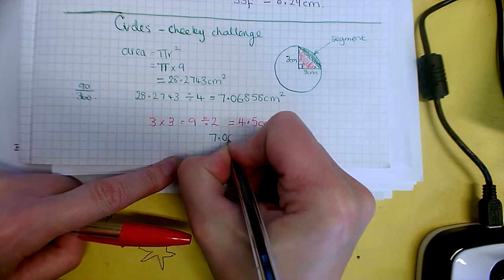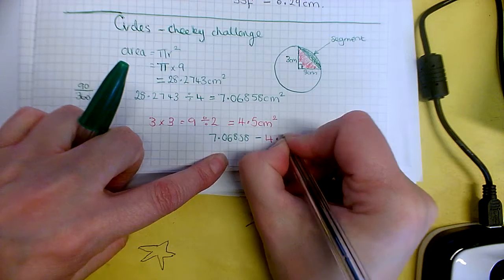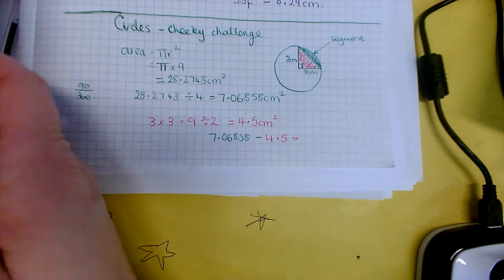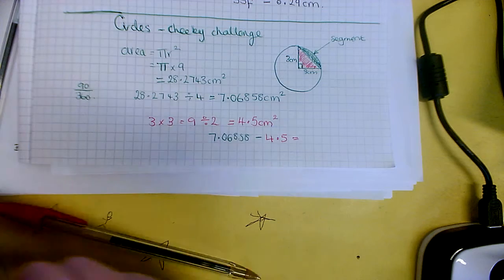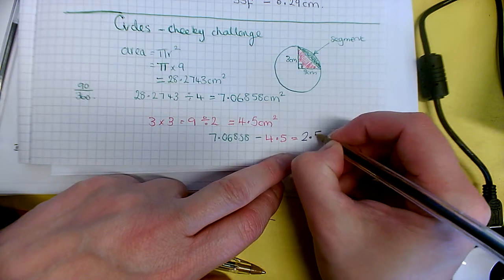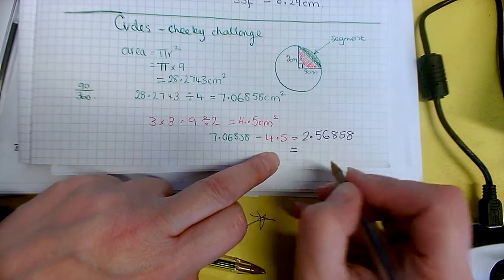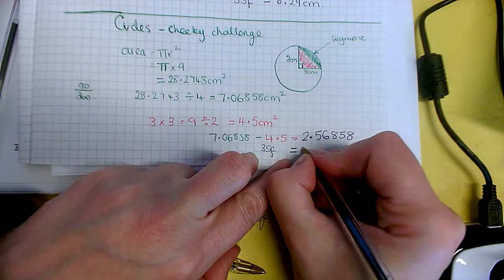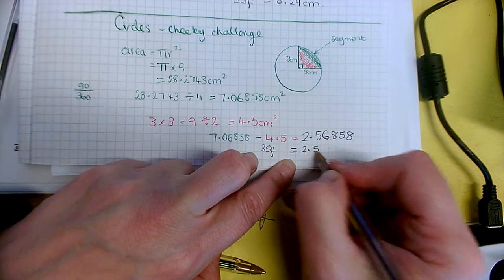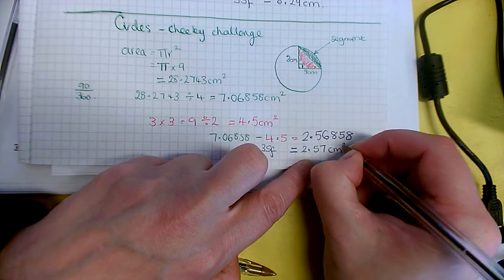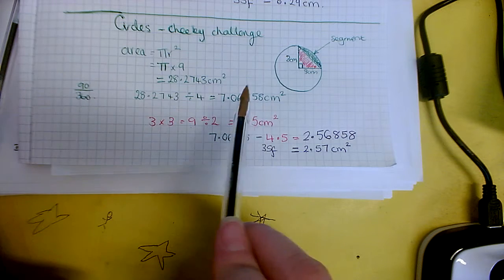So I'm going to do 7.06858, take away 4.5, and that is going to give me the area of that little segment, which is going to be 2.56858, and I'm going to do 3 significant figures again, which is 2.5. This time, this 8 is going to make this go up 1, so I'm going to have 2.57 centimetres squared. Right, now, you'd look at that question and panic, but actually it's so easy.